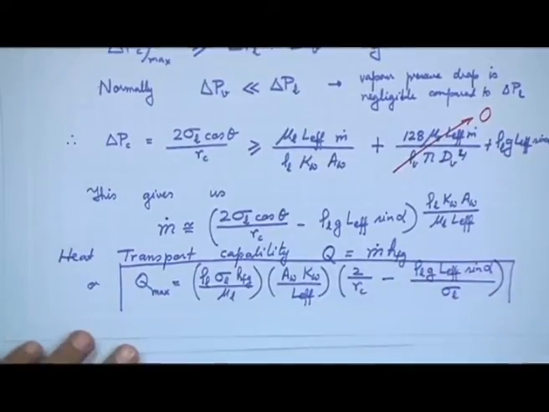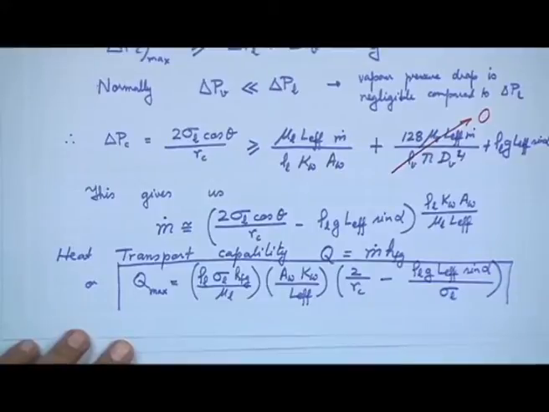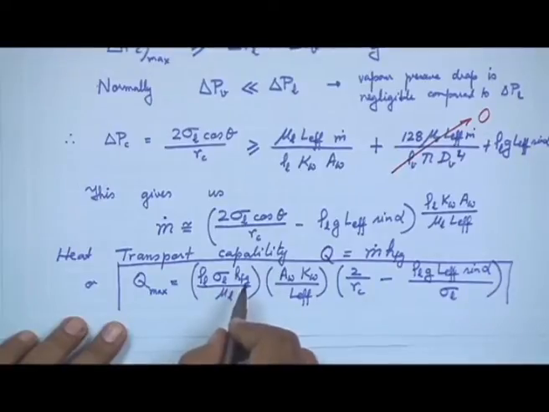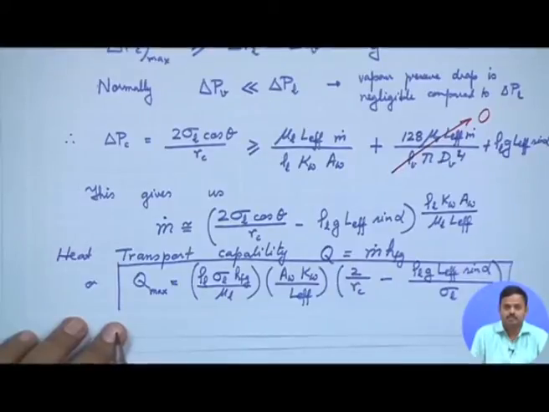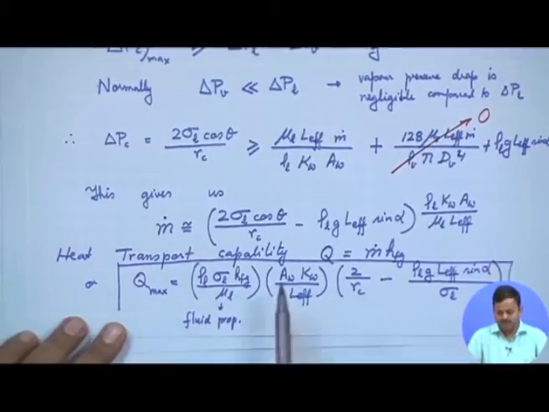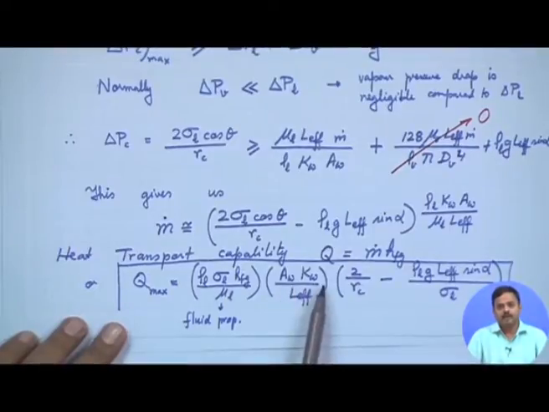This is what we set out to derive, and this is what we have got. Why did I say this is a nice expression? Look at this term in the first parenthesis. What is it? Rho L, sigma L, HFG, mu L. All of them are fluid properties. What is the next one? AW Kw over L effective. What are these? This is the area of the wick, this is permeability of the wick, this is effective length of the heat pipe, right.